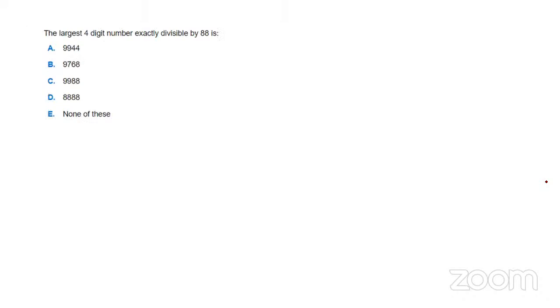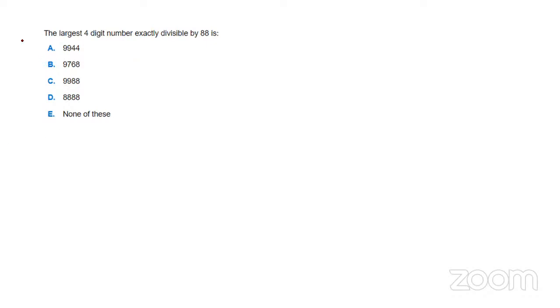Let's solve one more question based on numbers. The largest 4-digit number exactly divisible by 88. This is one of the common types of question that you can get in NIFT. How do you solve this question?